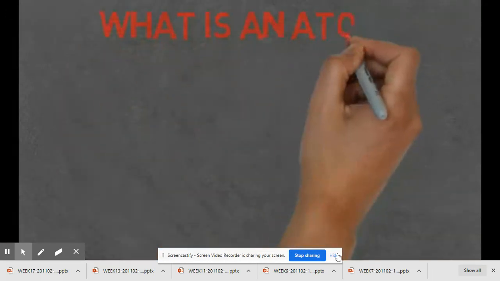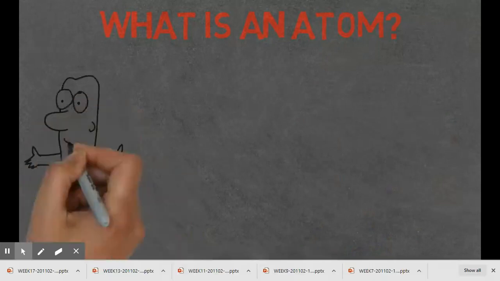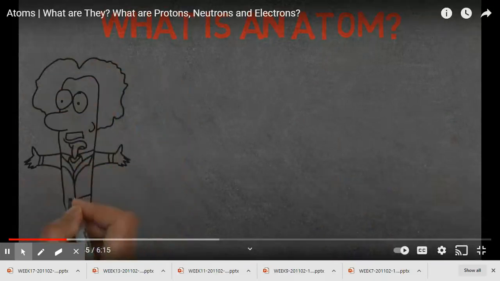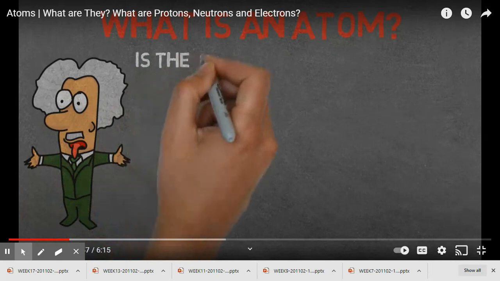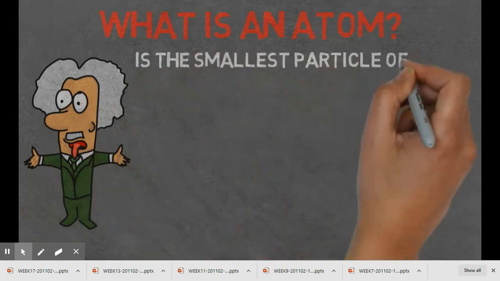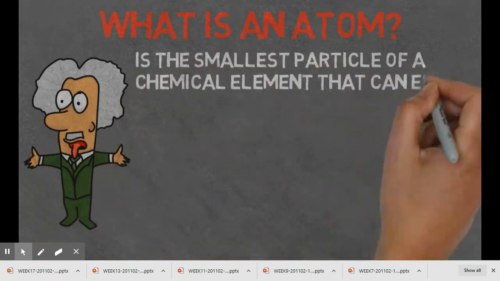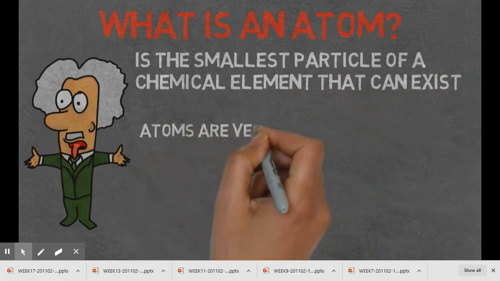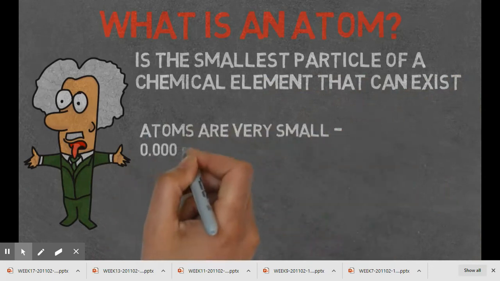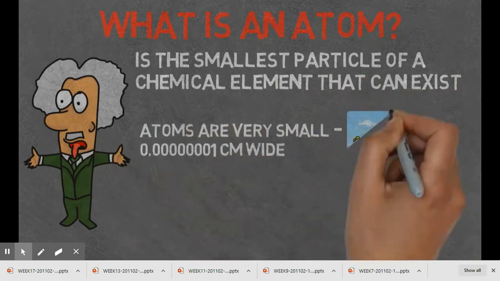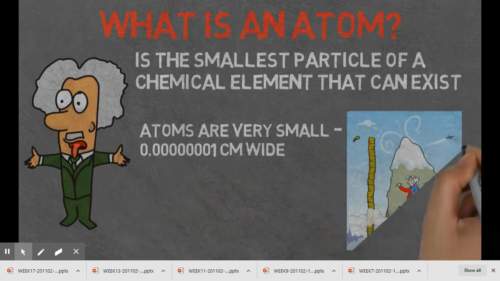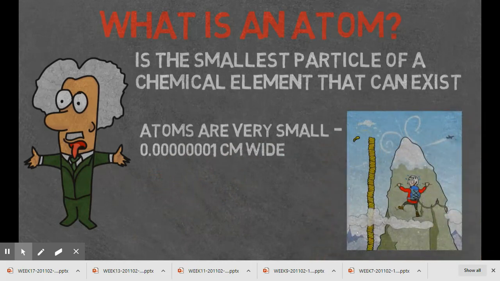Atoms are the smallest particle of a chemical element that can exist, being about 0.0000001 centimeters wide. If we put that into some context, the number of atoms you need to stack up to make the thickness of a crisp or a chip is the same number you need to stack up to make the height of Mount Everest. Well, I know that's a lot of crisps, 7 million to be exact.